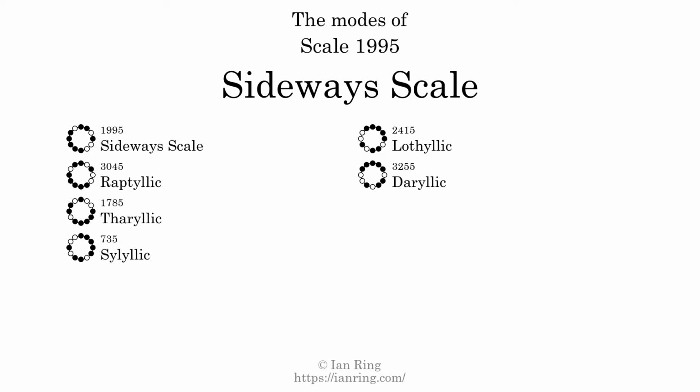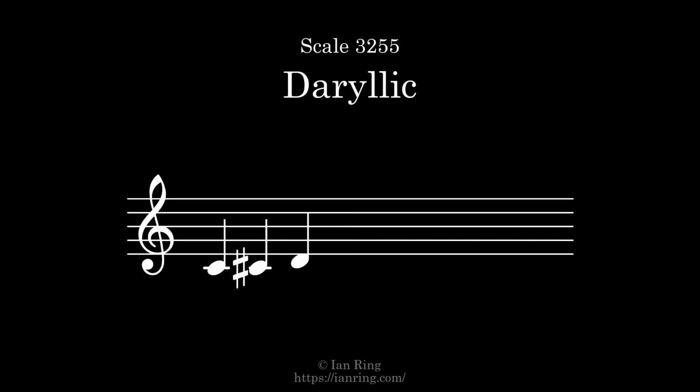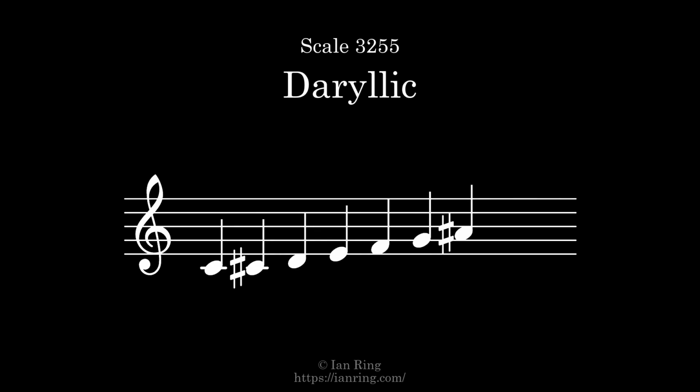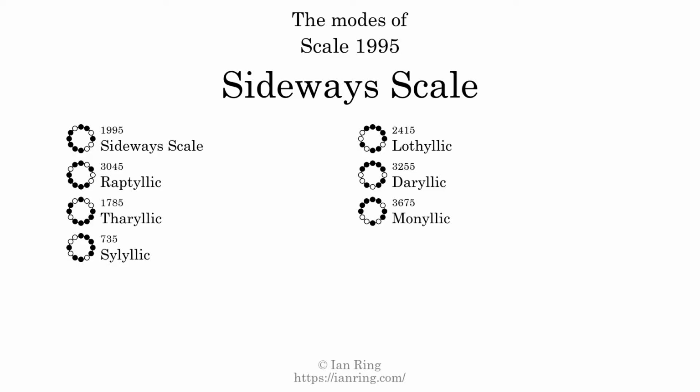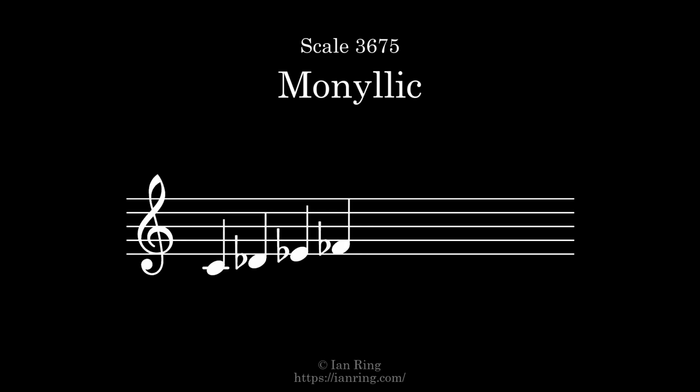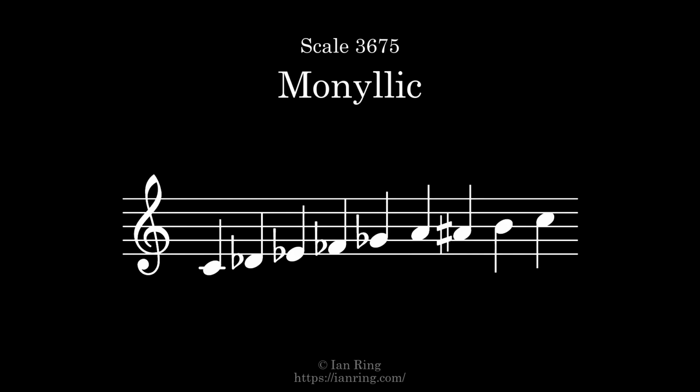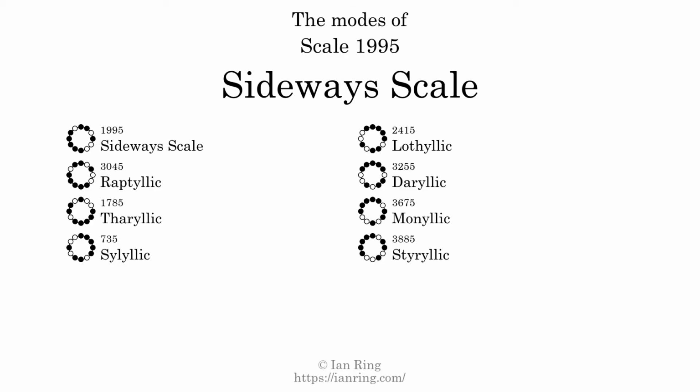The sixth mode is scale 3255, also known as dirylic. It sounds like this. The seventh mode is scale 3675, also known as manilic. It sounds like this. The eighth and last mode is scale 3885, also known as styrylic. It sounds like this.